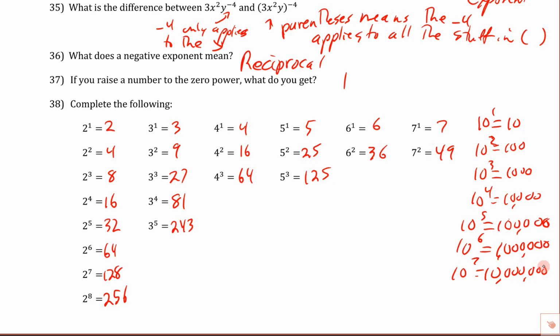Okay, now remember, you can always use your calculator to figure these out, but if you've got these memorized, it's just going to make you much quicker at recognizing them and more able to do the problems.